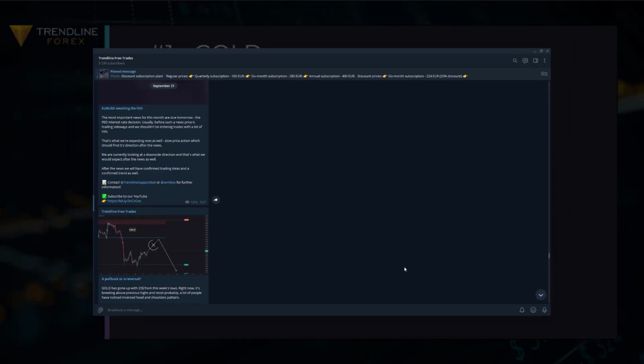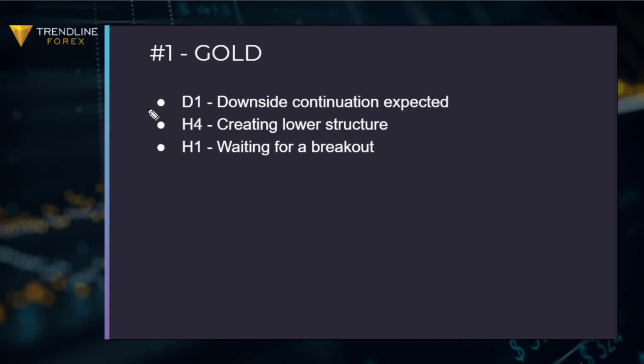Okay, now let's continue. We're going to start off again with the daily time frame, where we're going to be expecting a downside continuation. Then on the 4-hour chart, price has just made a pullback, and it looks like it could be ending it right now and heading back to the downside. And then on the hourly chart, we're going to see what is the most recent low, that will give us a signal that price should continue lower if it manages to break below it. Okay, let's have a look on the chart.